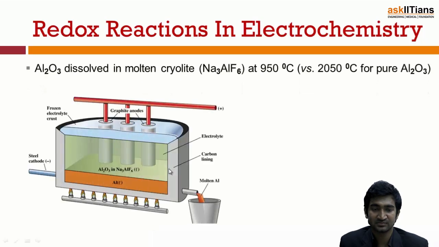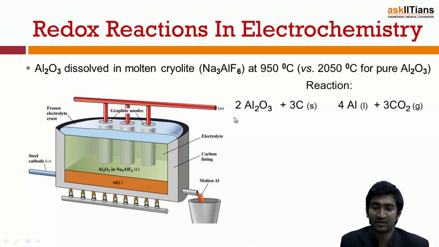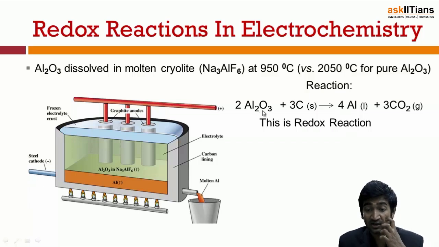Now this is the electrolysis of Al2O3. So Al2O3 is dissolved in molten cryolite. Cryolite is Na3AlF6, and this is how we obtain the Al from it. Al2O3 plus 3C, these are the graphite anodes. This reaction is again a redox reaction, because this is getting reduced and this is getting oxidized. So it is the application of a redox reaction where I am obtaining aluminum from Al2O3.